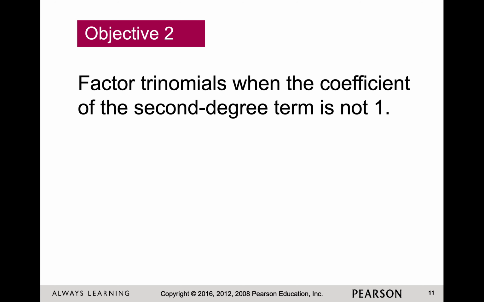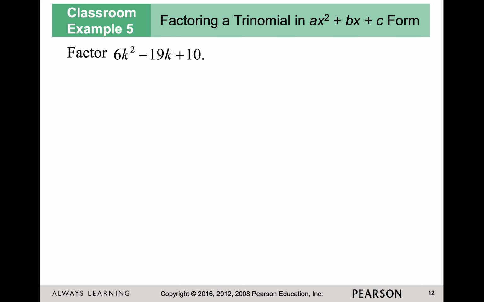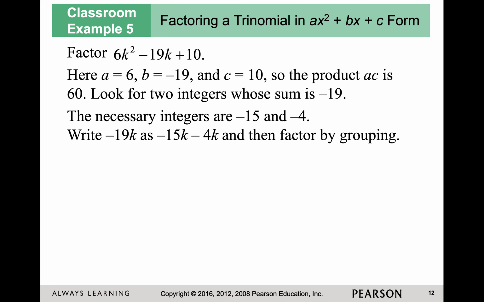Now, when the coefficient is not equal to 1, it is a little bit more involved because we've got to think about more things that happen here. What we do is look at the number in the first term times the number in the last term. So 6 times 10 would be 60. I'm looking for the factors of 60 that add to give me negative 19. So the integers would be negative 15 and negative 4. I know they're both negative because it's a plus sign by the 10. Again, look at your handout.